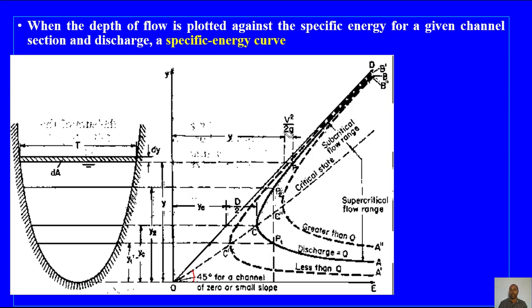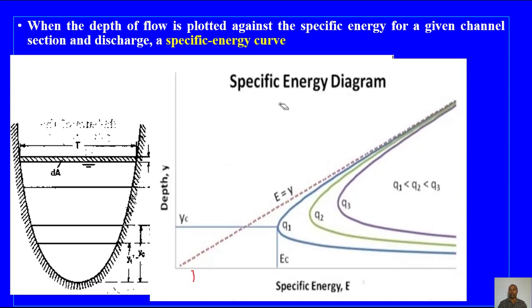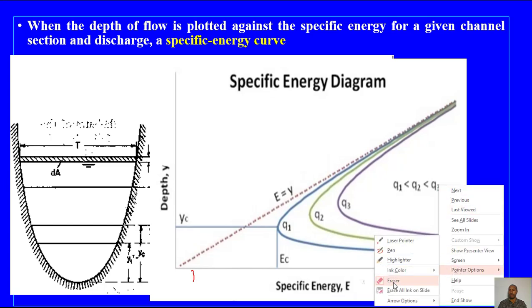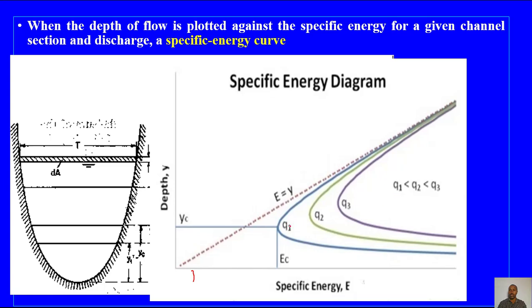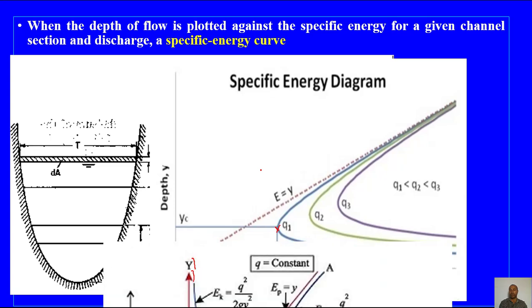So kinetic head is just V square over 2g. Then finally, for example, you can see Q1, which is the specific discharge at section 1, which is this one. Q1 is less than Q2, less than Q3. So we can have this angle, which is 45 degrees. So at this point, energy is equal to y. Then you have critical and specific energy for this specific discharge, and for this one you can calculate, but it is more than this one. So if you increase the specific discharge, you are also increasing the depth sometimes if discharge varies.